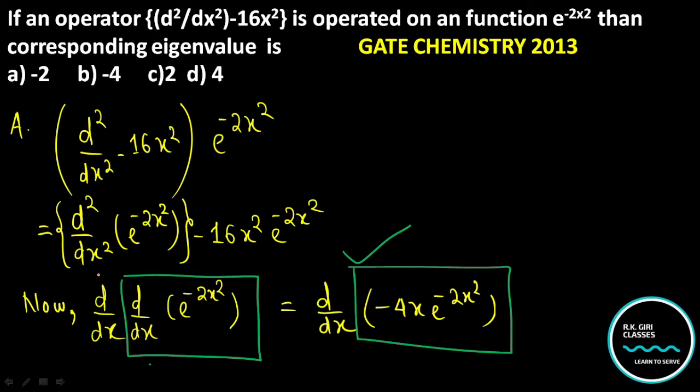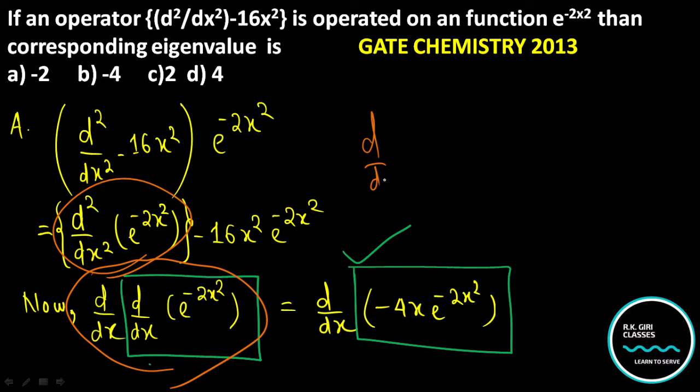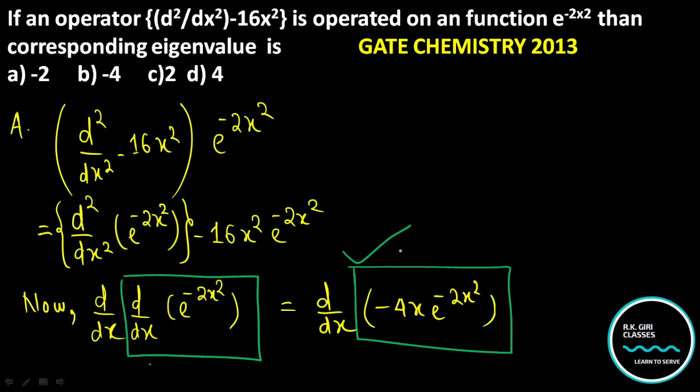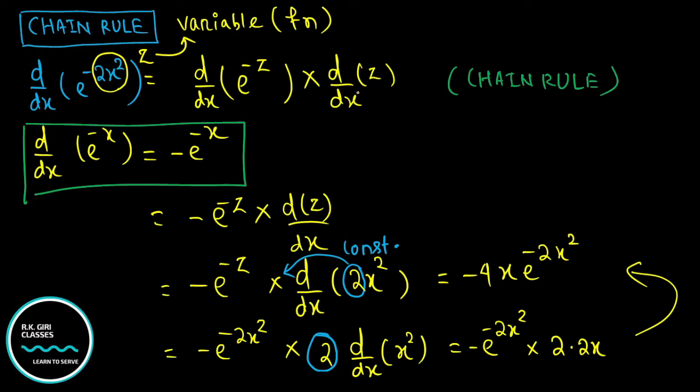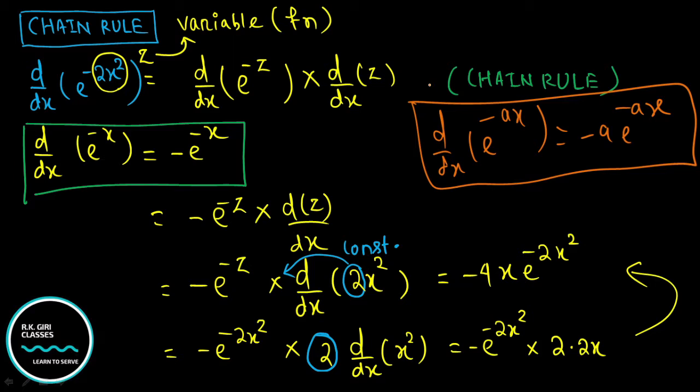That means you will have the double differentiation of this factor, which can be represented like this, d by dx of e to the power minus 2x square. Okay, now what will be the result of this value? See this one, already I told you d by dx of e to the power minus ax is minus e to the power minus ax. So it was the shortcut formula, but actually here the rule is the chain rule.